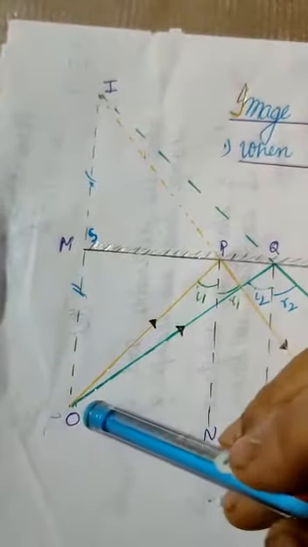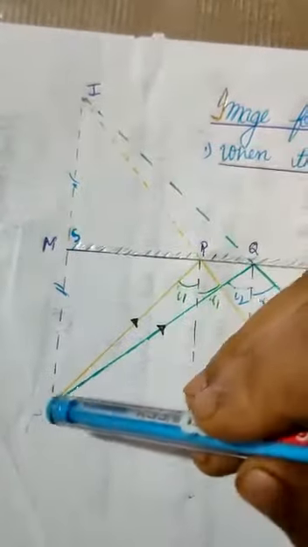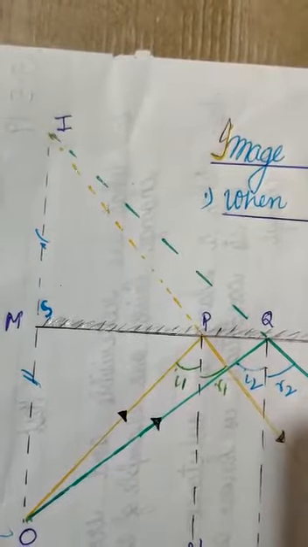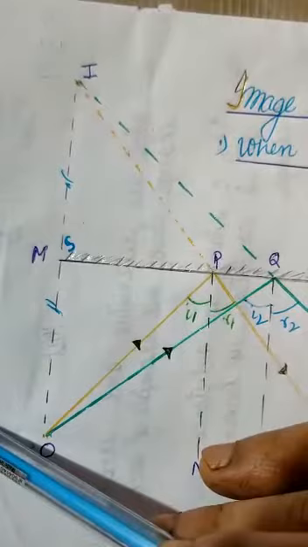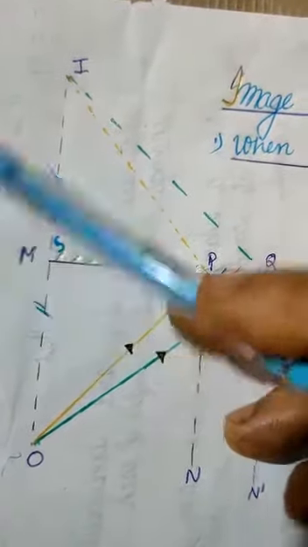We will see that the distance OS is equal to SI. Or we can say the image formed is as far behind the mirror as the object is in front of it. Or we can say if you stand 1 meter in front of the plane mirror, your image will form 1 meter behind the mirror. Means OS is equal to SI.